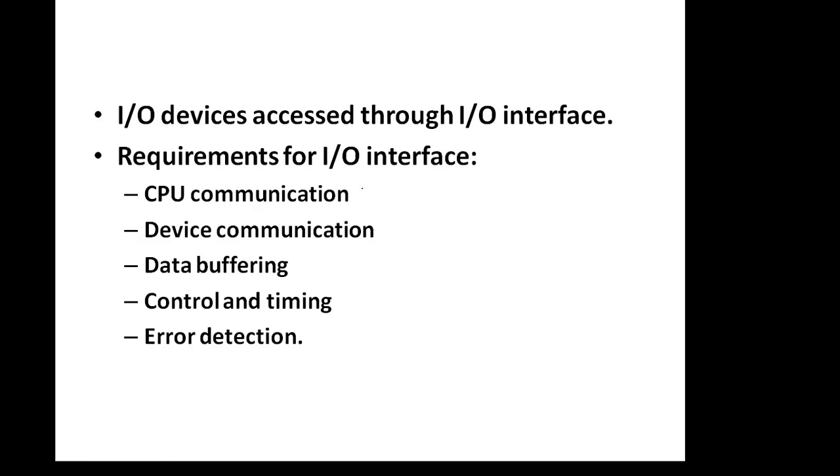Input and output devices are accessed through the IO interface. So interface is the main one which we have to remember, fine. Without interface, we can't do anything. We can't connect the input and output devices.